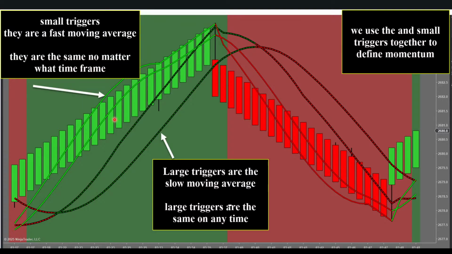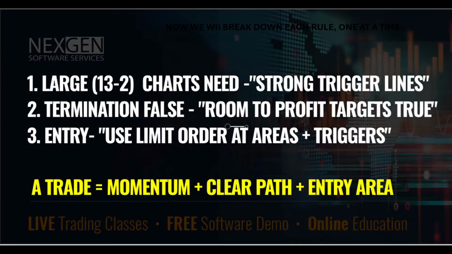Triggers are what we're going to use in comparison to those bouncy things to make sure you're not trading in determination conditions, that's rule number 2. Large triggers will also be used for your amazing entries where you pinpoint where the market is most likely to continue with the underlying trend. So triggers and areas. Only 3 rules.